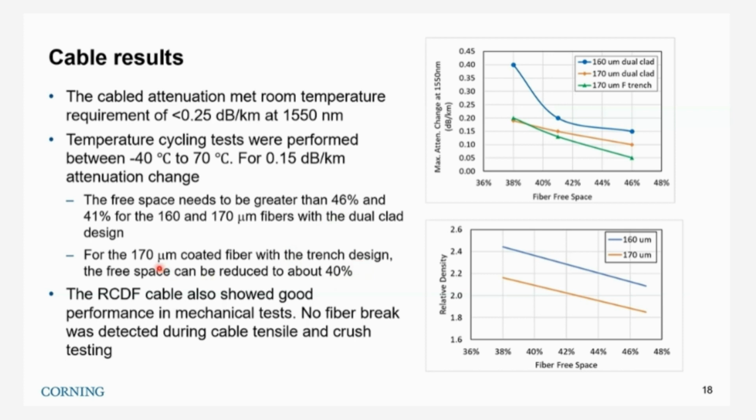If you use a trench assisted design for 170 micron coated fiber, the free space can be reduced to about 40%.